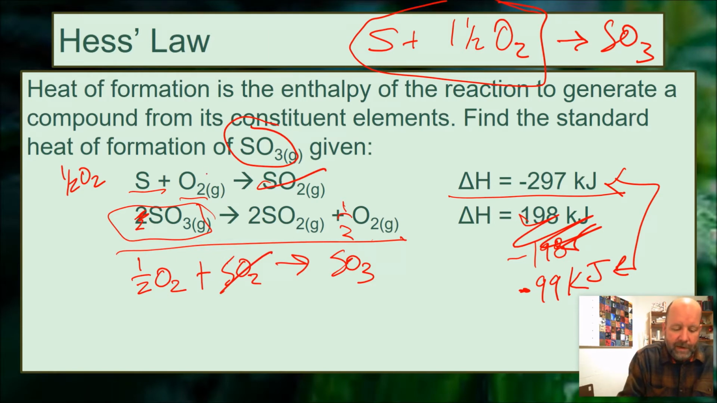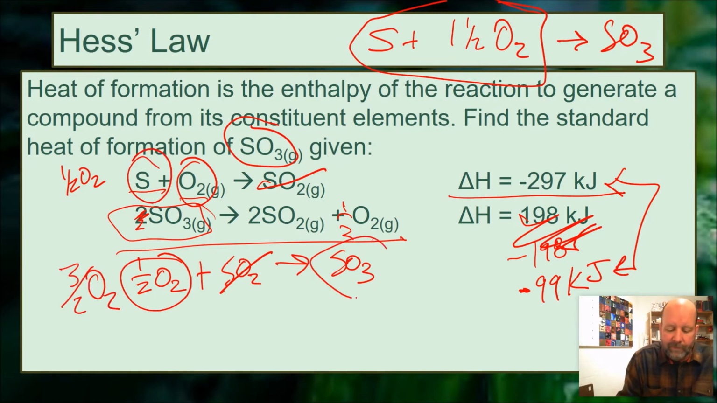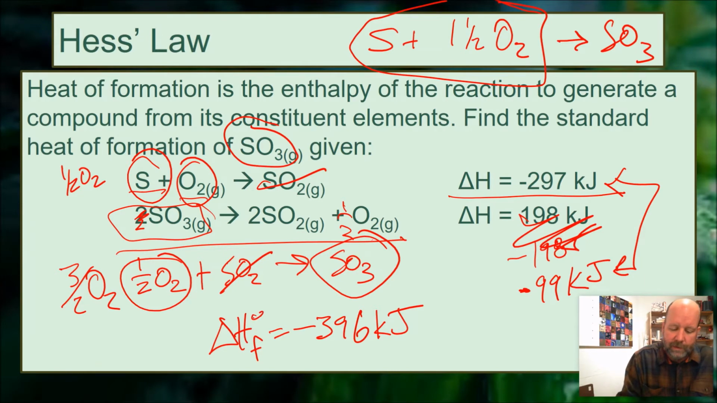And I've got this, I've got that. So that's my 3/2 O2. I've got my sulfur, and I've got my SO3, and everything else is gone. And when I add those together, I get negative 396 kilojoules. That's my delta H of formation.